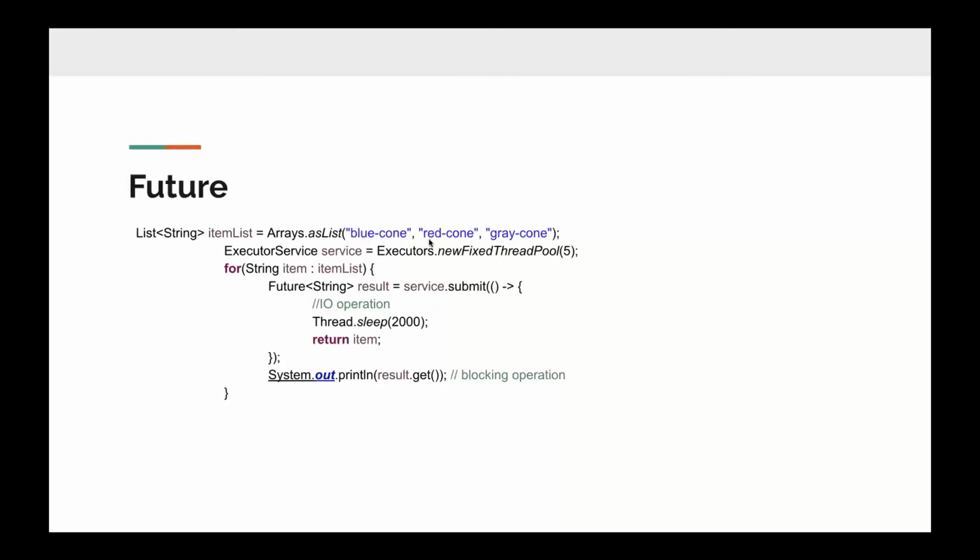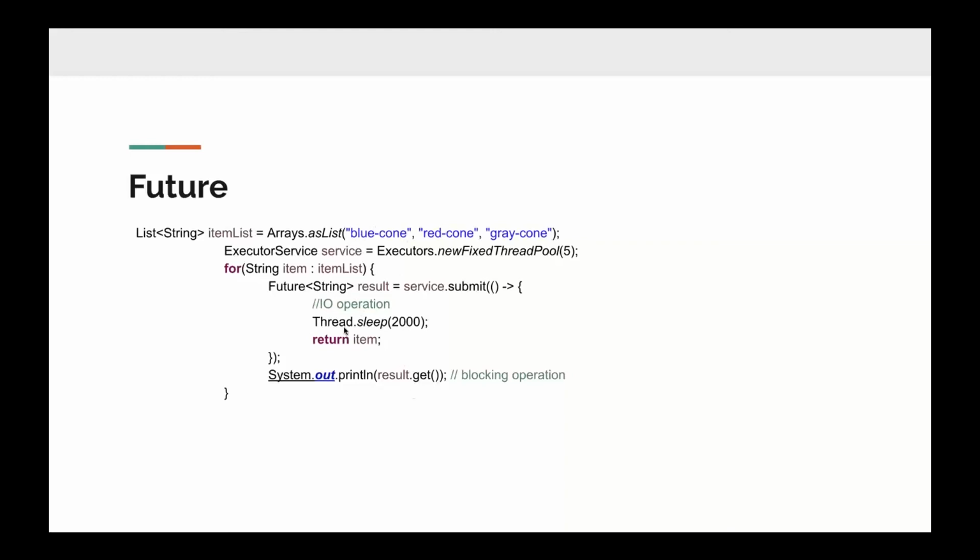Clearly here we mentioned only 3 orders, right? One is a blue cone, a red cone, and a gray cone. So I'm submitting these 3 orders. Consider that the ice cream parlor guy is going to decorate all these and takes a thread sleep of 2000 milliseconds, and then he returns, right? This is absolutely blocking. If I gave 1 cone to this one, I have been blocked for 2000 milliseconds, right?